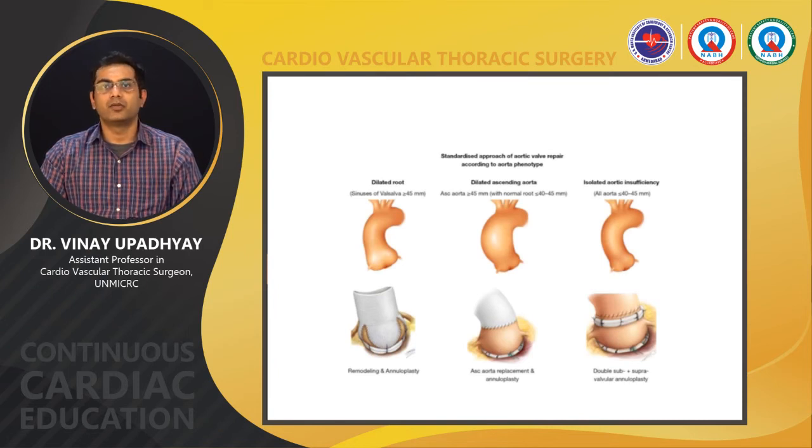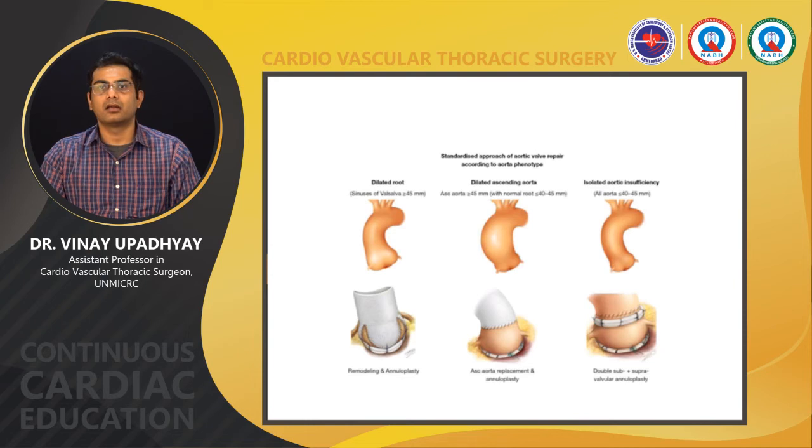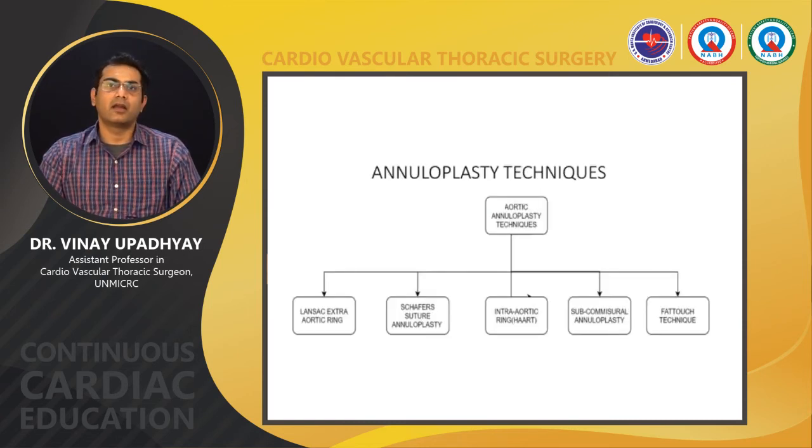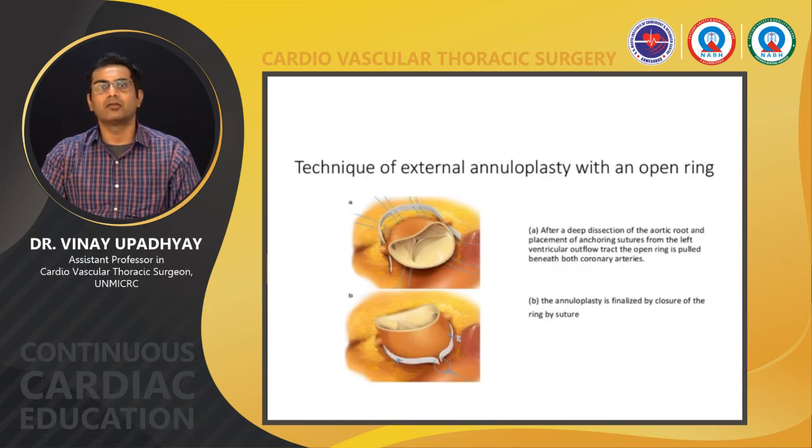These are the various approaches used for the surgical management of dilated aortic root, dilated ascending aorta, and isolated annulus dilatation. In dilated aortic root, we can use remodeling and annuloplasty techniques. In only dilated ascending aorta, it can be replaced. Annuloplasty techniques can be divided into extra-aortic rings or intra-aortic rings, subcommissural annuloplasty, or other techniques. These are some annuloplasty rings for aortic valve.